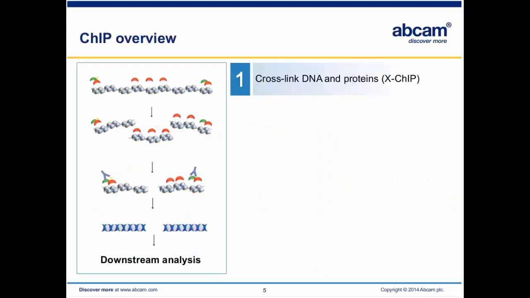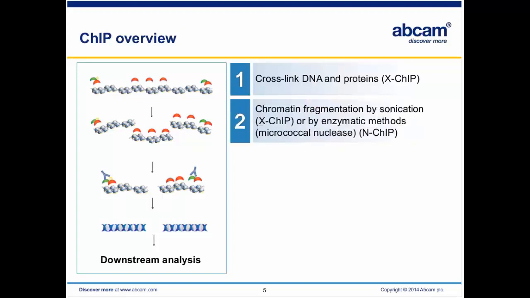In order to determine which histone modifications, as well as where other DNA-protein interactions, such as transcription factor binding, are present at certain regions of the genome, chromatin immunoprecipitation, or ChIP, was developed. In ChIP, DNA is cross-linked to proteins using formaldehyde, and the DNA is then fragmented by sonication into fragments of 200 to 1,000 base pairs.